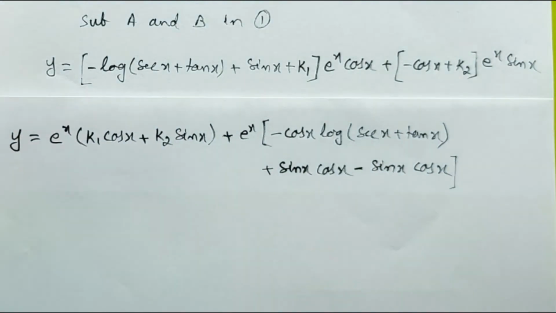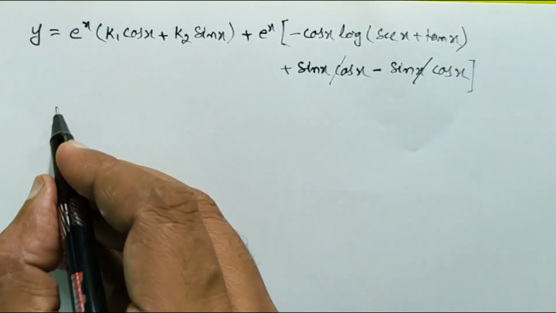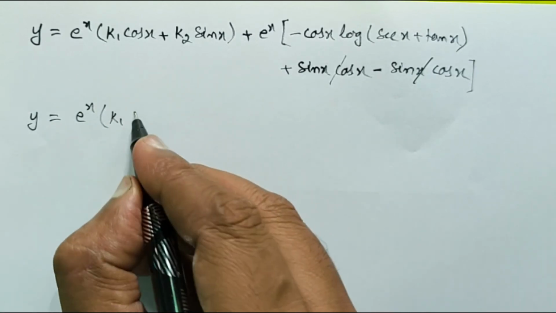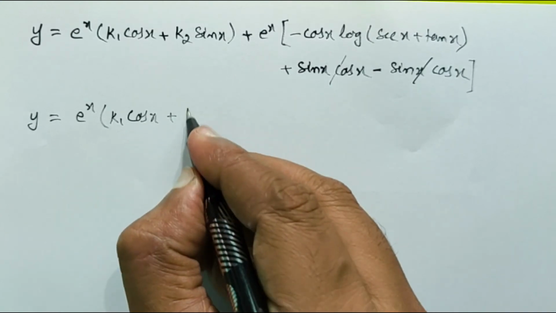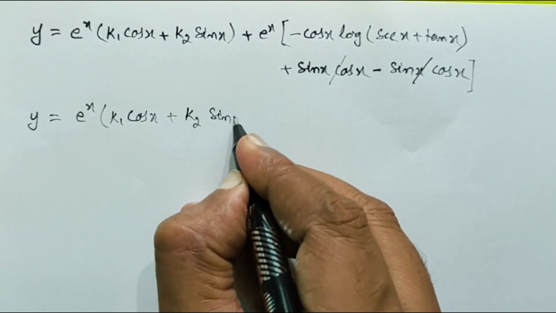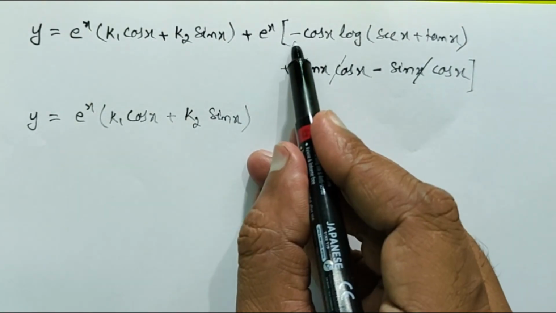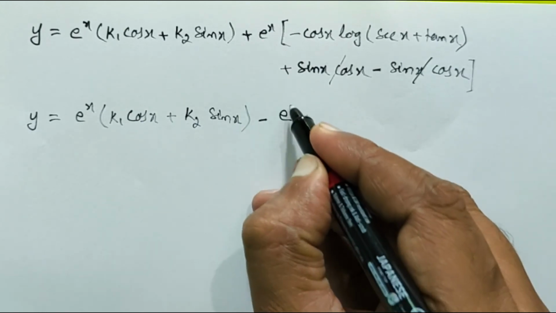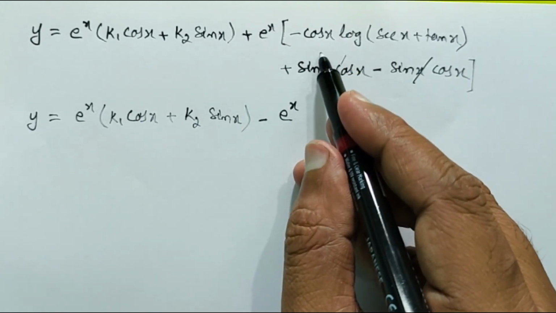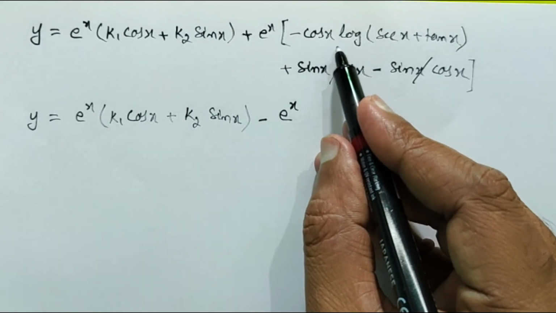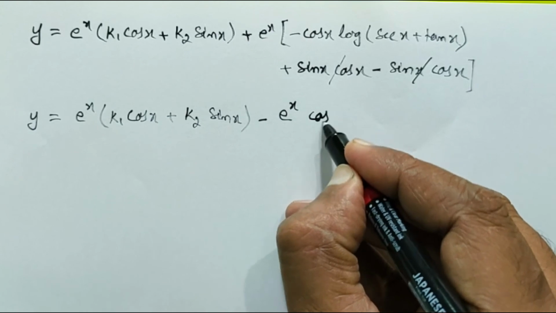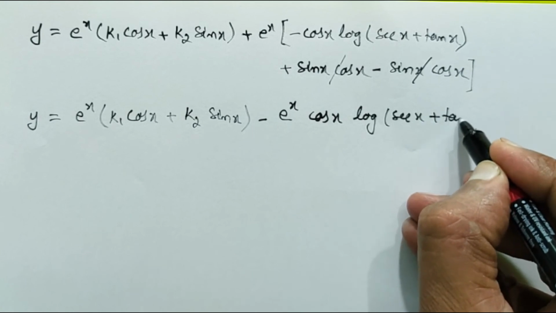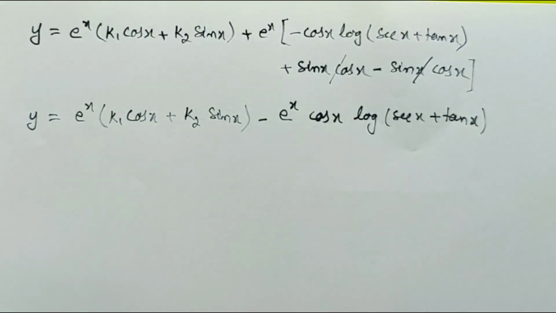So let us try to simplify this one. So this positive and negative value will cancel out. You will be left with y equals e power of x times k1 cos of x plus k2 sine of x. Because here you have negative sign, so negative sign you can take outside. So minus into plus will become minus e power of x into, you are left with cos of x into this log value, log of secant of x plus tan of x. So that's the required solution.